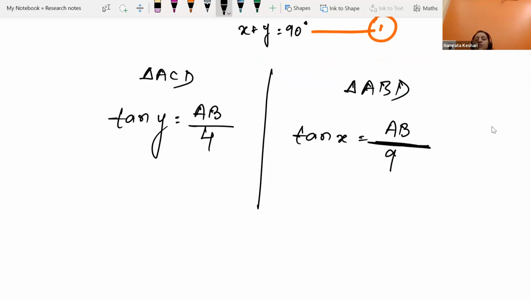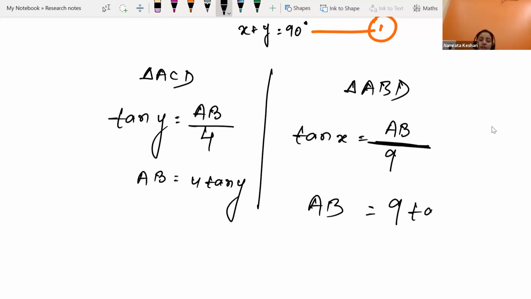This is one of the equations, that is another equation. Here also we are having AB is 4 tan y, and the other one, who will say AB will be? AB will be 9 tan x. Let's compare. So 4 tan y is equal to 9 tan x. We know that x plus y is 90 degrees.